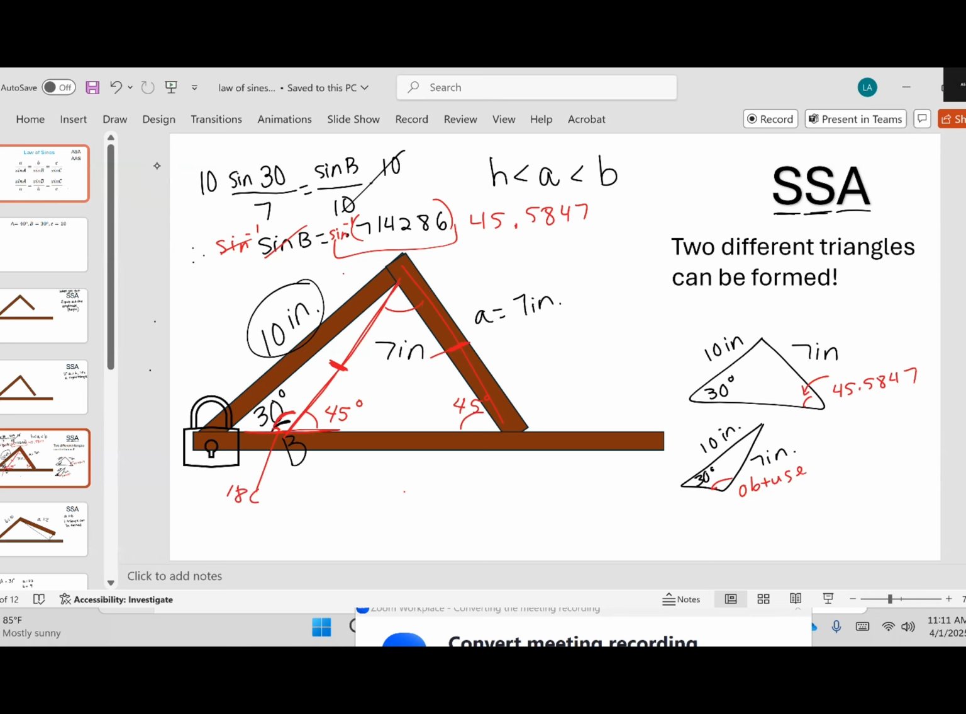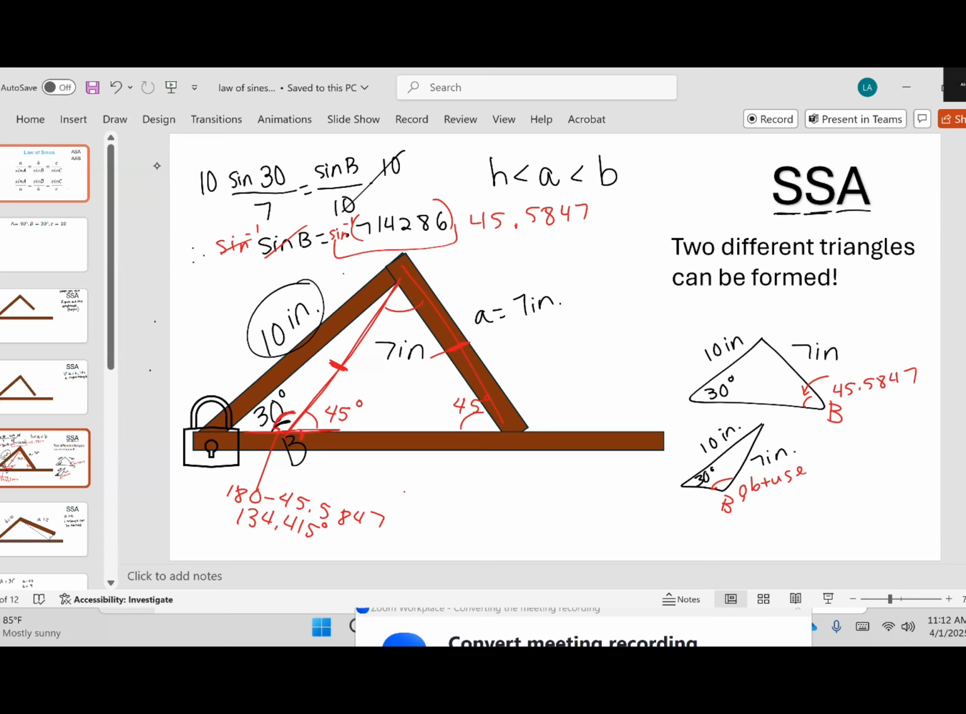Exactly, 180 minus 45, and I'll be exact, it's 45.5847. So if I put that in my calculator, 45.5847. Okay, so this obtuse angle is 134.415 degrees. Okay, so I'll call this angle B prime, and I'll call this one just B. So those are your two different ones. And you can use law of sines to figure out the rest of your triangle and the rest of the sides.